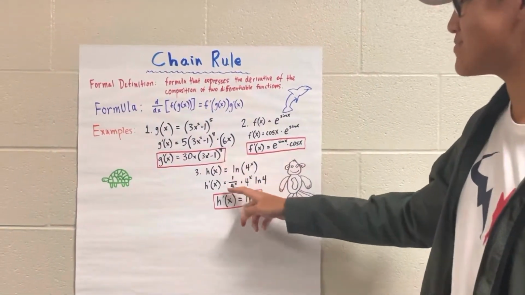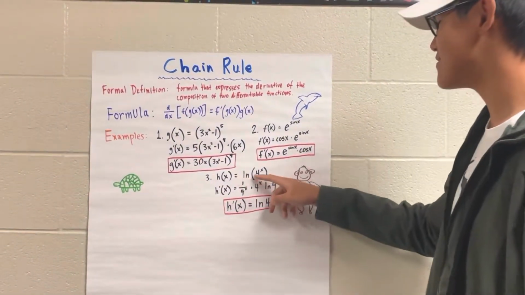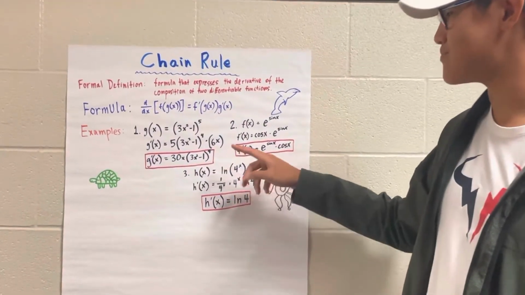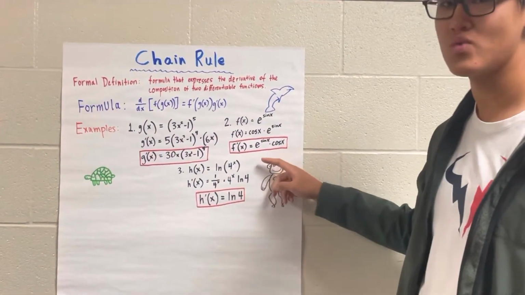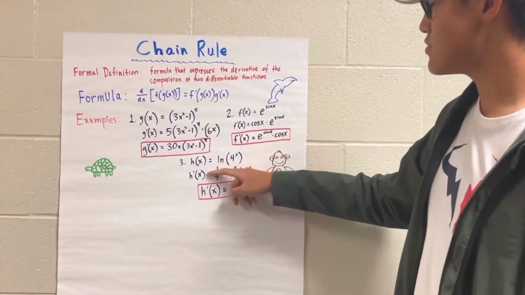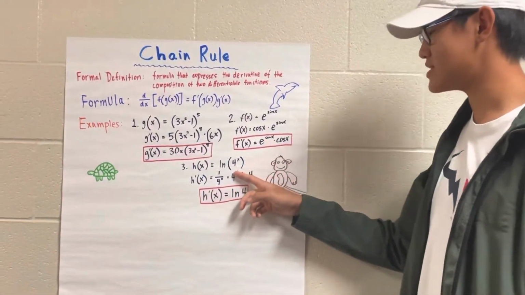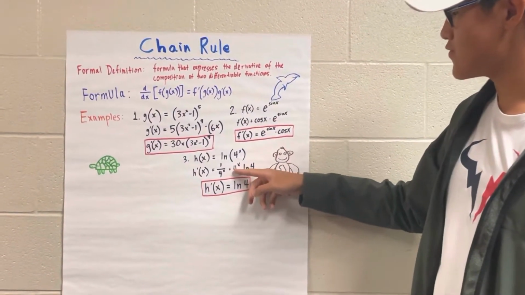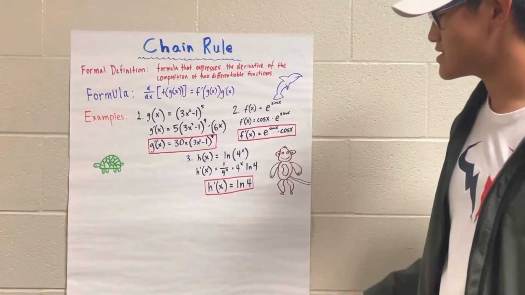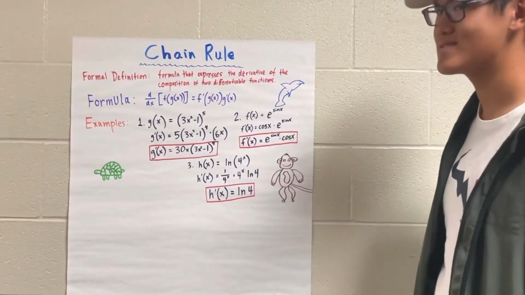And for our final example, we'll start off with h of x equals the natural log of 4 to the power of x. To find the derivative of that, we know that the derivative of natural log is 1 over x. So then we'll put the inside function at the bottom since we're multiplying by the derivative of this. And then we finally repeat it, so it'll be 4 to the power of x, which is the inside function, multiplied by natural log of 4. And that simplifies down to h prime of x equals the natural log of 4.